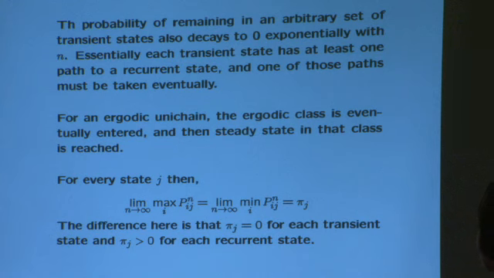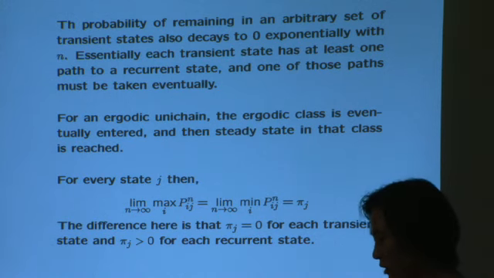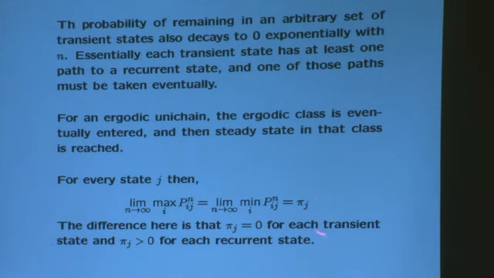So for ergodic unit chains, the ergodic class is eventually entered, and steady state in that class is reached. For every state j, we look at the maximum path from i to j in n steps and the minimum path in n steps, and for each we take the limit as n goes to infinity. These limits are exactly equal, and equal pi of j, the jth state. So your initial state and the path you have gone is completely wiped out, and all that matters is the final state as n gets very large.